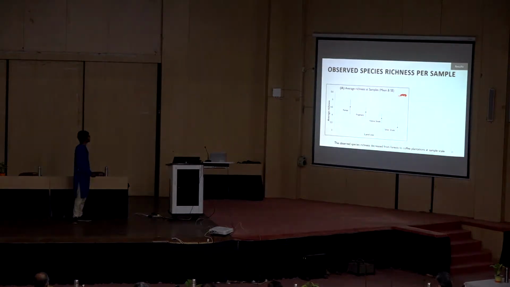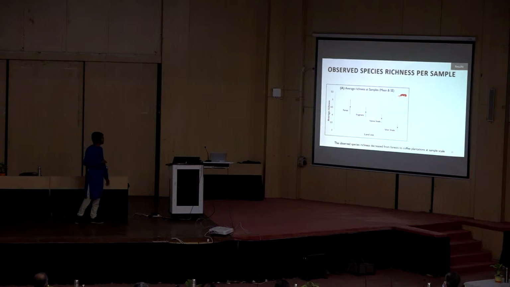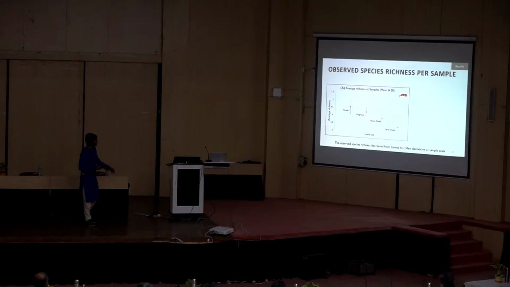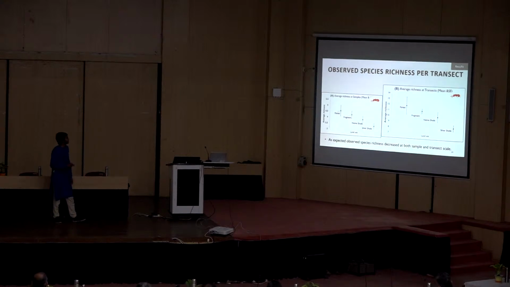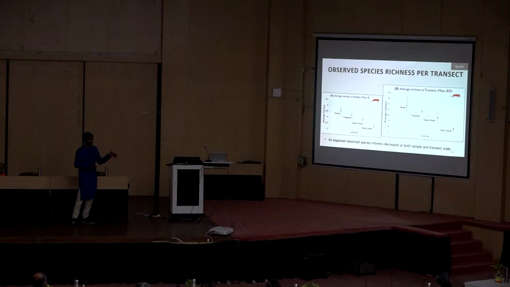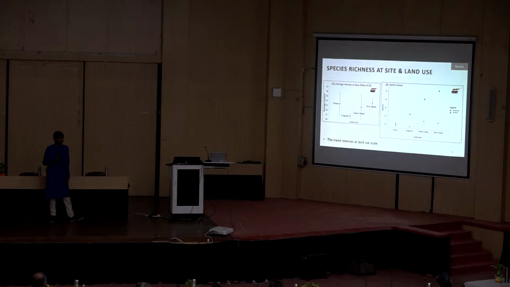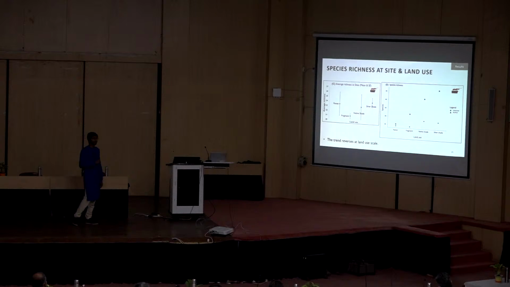Coming to the results, the observed species richness, the average richness at the land use at samples, showed a decreasing trend from forest to silver shade, as expected. So does the trend shown at transects. At samples and transects, there was a steady decrease from forest to coffee plantation in average species richness. But interestingly, here the trend disappears at site scale and reverses at coffee plantation. At land use scale, the forest had the least number of species, and coffee plantations had the highest number of species.